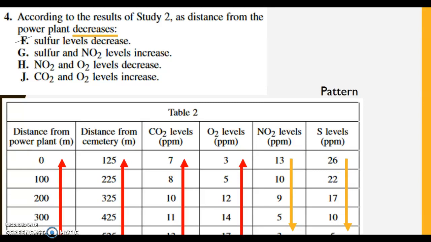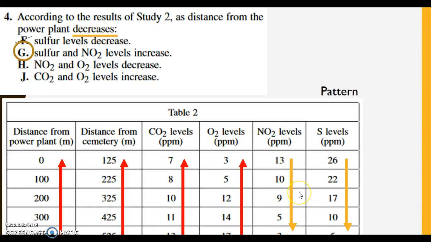Answer choice G, sulfur and NO2 levels increase. So as I'm decreasing, right, so as I go from 400 to 0, my NO2 and sulfur levels are increasing. That's correct. So that's our correct answer. But we're going to go through every answer choice here to make sure that that's correct.